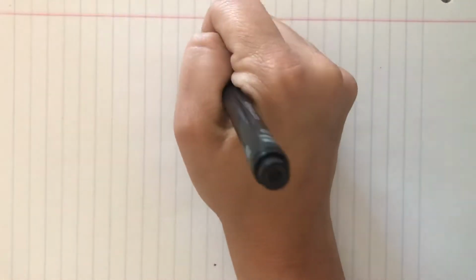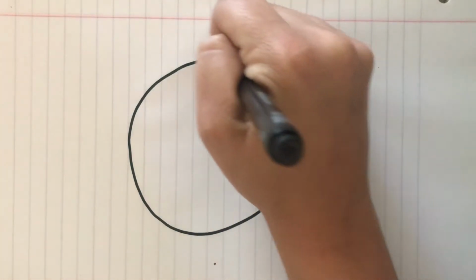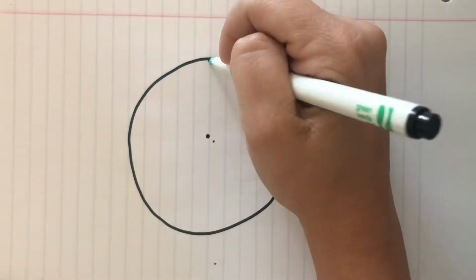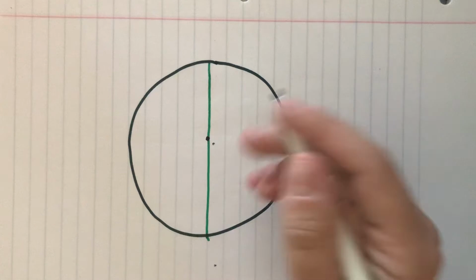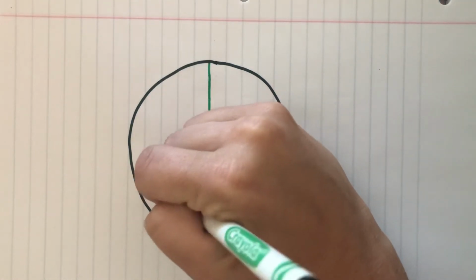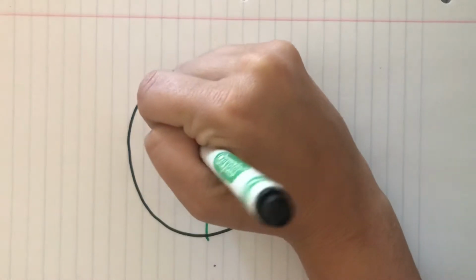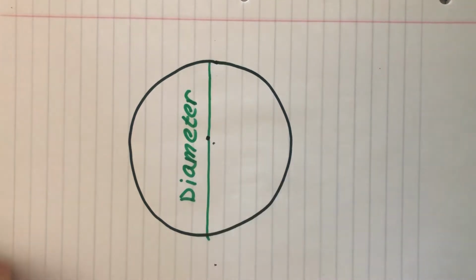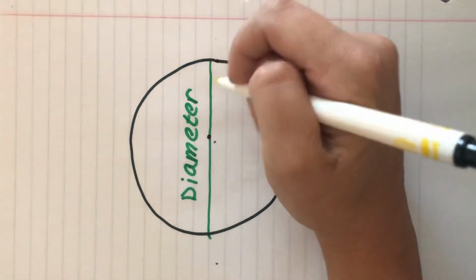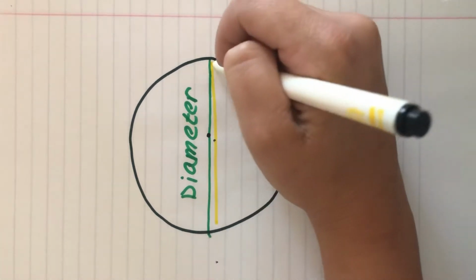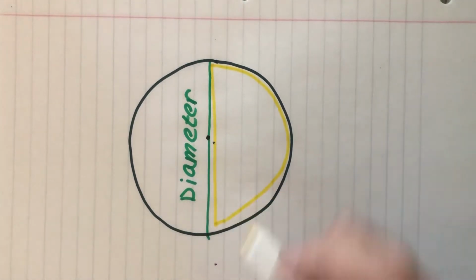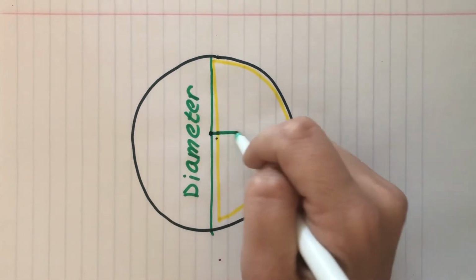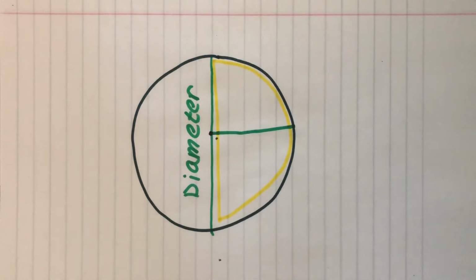So if I drew a circle on my paper and I drew a line directly through the center all the way to the other side, this line is called the diameter. It goes all the way from one side to the other side. I remember this by thinking of it as that it makes a big D when we do this for the diameter.